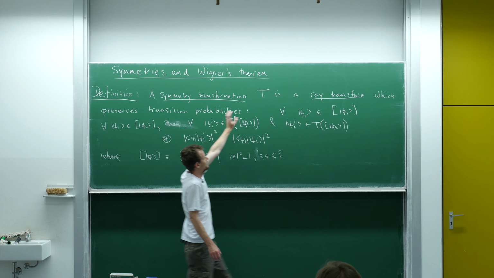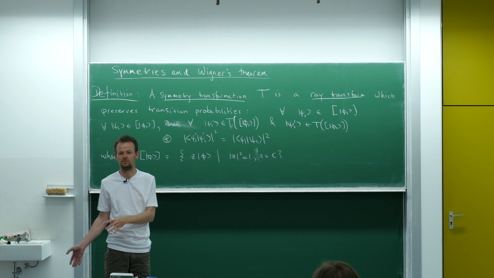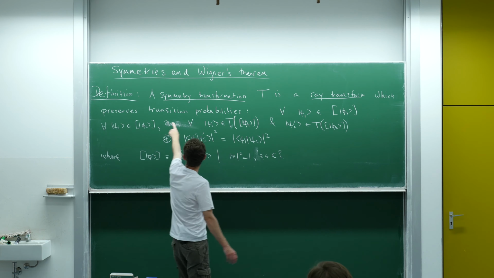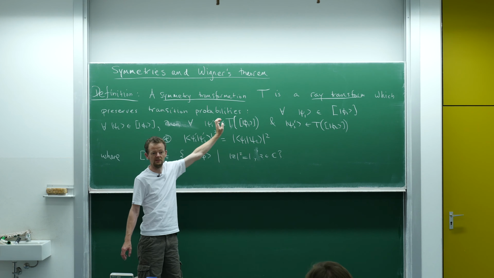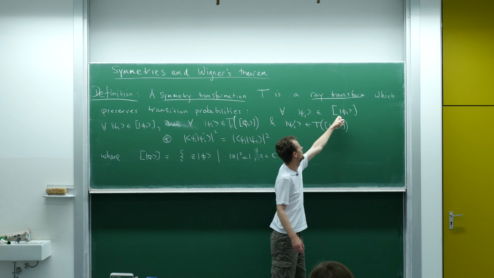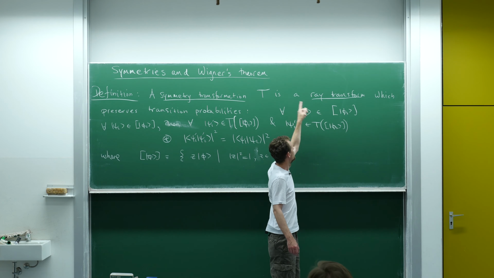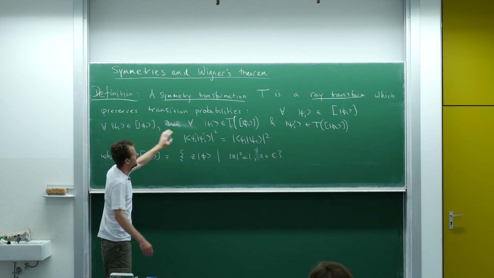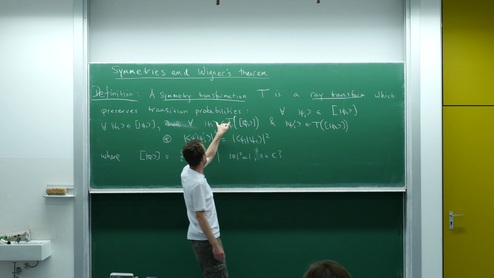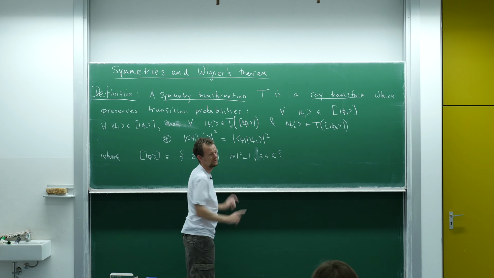So a symmetry transformation obviously takes states to states. Before you do the symmetry, the system's in a state. After you do the symmetry transformation, the system's in a state. So it's got to be at least a transformation of rays. And it has the property that it preserves transition probabilities, which means that no matter what pair of states you have, let's call them ray phi 1 and ray phi 2, any element in this equivalence class and any element in this equivalence class has to get transformed to another pair of elements, psi 1 prime and psi 2 prime, such that the transition probabilities are preserved.